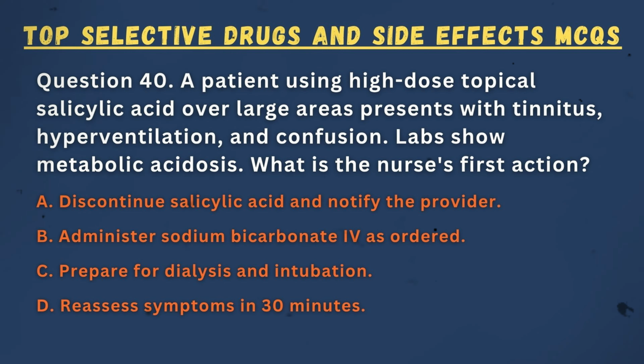Question 40. A patient using high-dose topical salicylic acid over large areas presents with tinnitus, hyperventilation, and confusion. Labs show metabolic acidosis. What is the nurse's first action? A. Discontinue salicylic acid and notify the provider. B. Administer sodium bicarbonate IV as ordered. C. Prepare for dialysis and intubation. D. Reassess symptoms in 30 minutes.